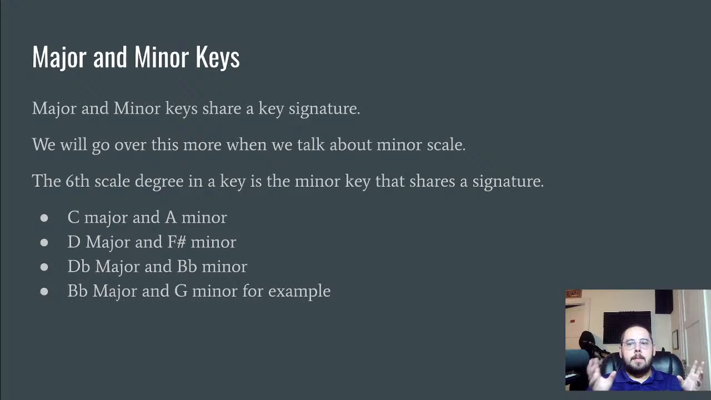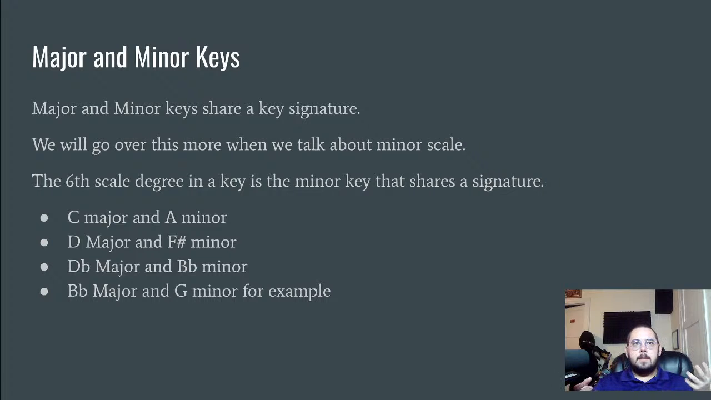Last bit before we actually look at symbols and get a little practice with that is that a major and minor key can share a key signature. We'll talk about this more when we go over minor scales specifically. Just know that the key C major is the same as A minor. The way you can tell this is the relative minor, that's what it's called, is the 6th scale degree of that major key.